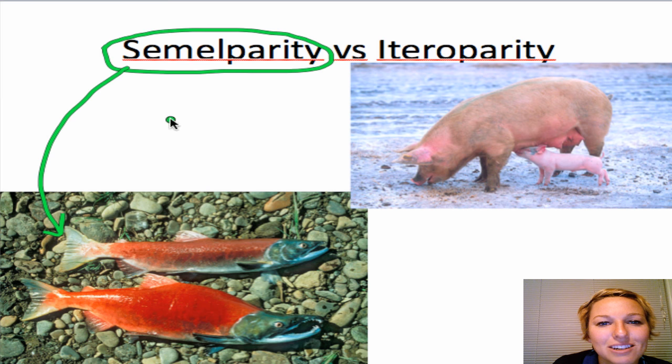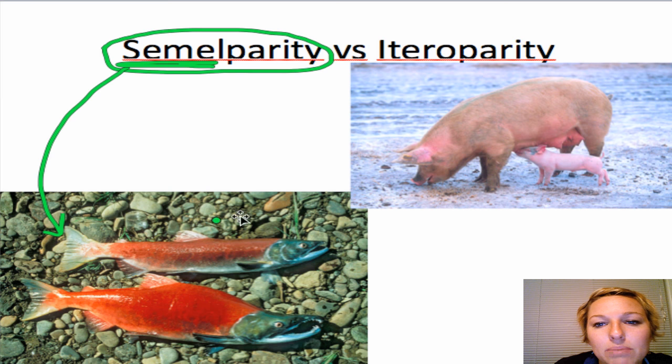So this is called semelparity. And semelparity, semel, literally means one. So they have one huge, kind of big bang reproductive event in their life. And after that event, they die. And so they produce a lot of offspring. However, for the parents, the whole trip is fatal.